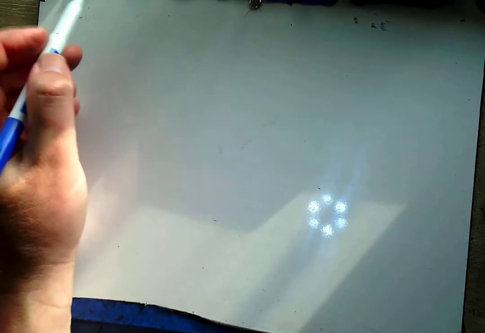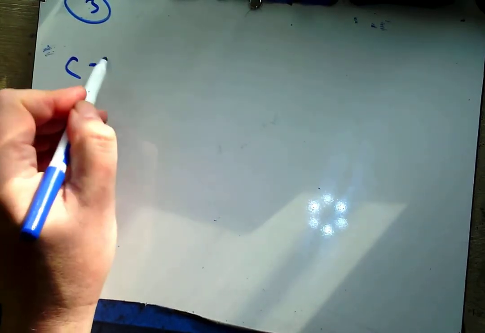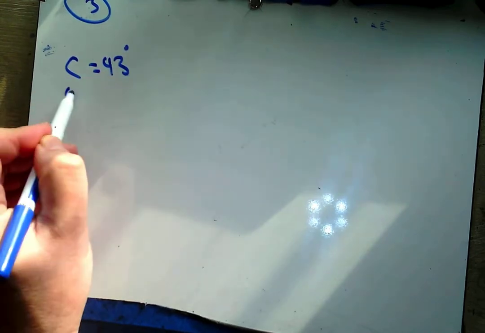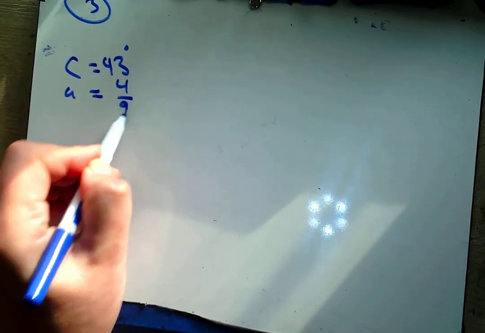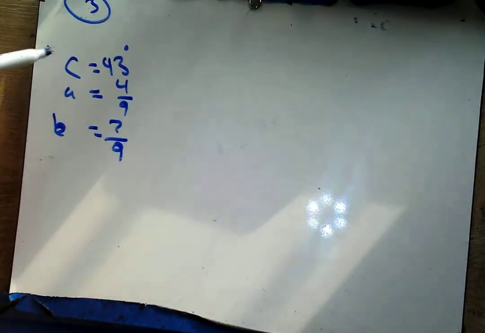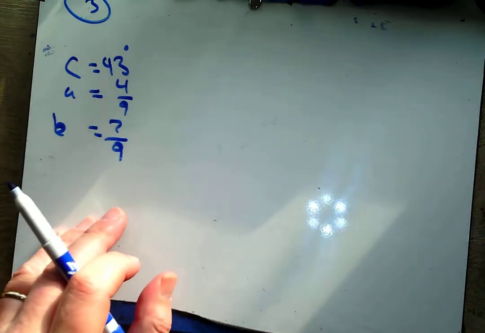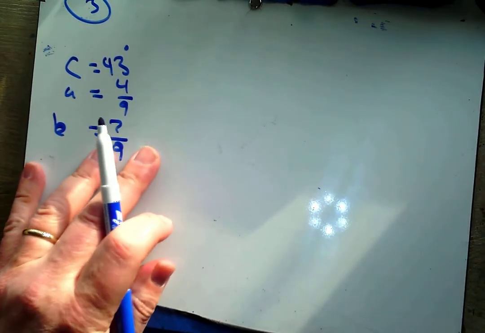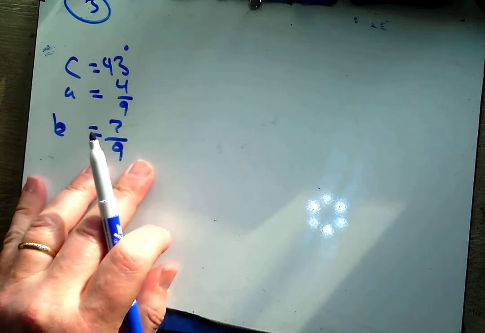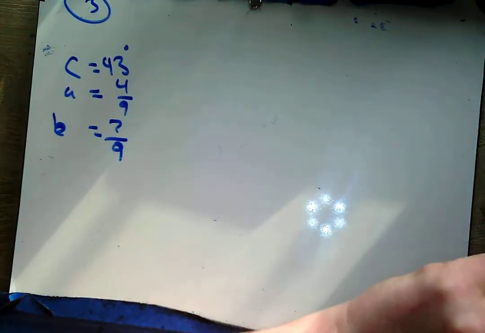Station 3. Well, I've got an angle, 43, and I've got a side, 4/9, and a side, 7/9. Hey, look, no opposite side angle pair. So when the directions say solve the triangle, this tells me that I'm going to be using law of cosines here for this problem, okay? I want to use law of cosines.